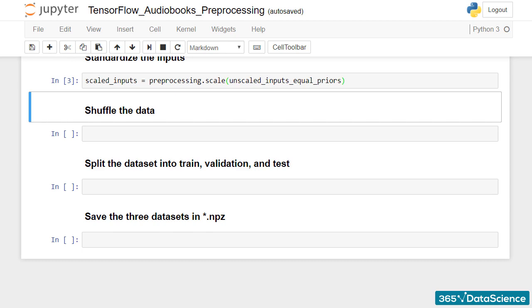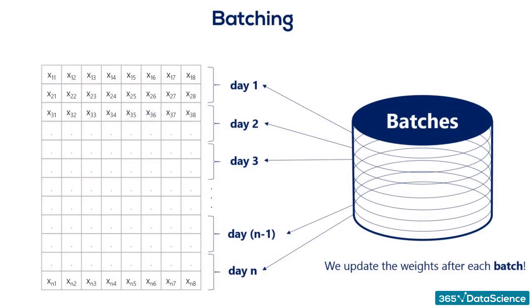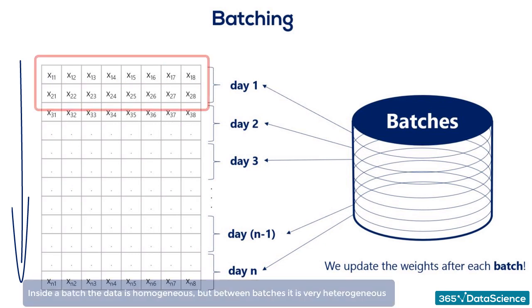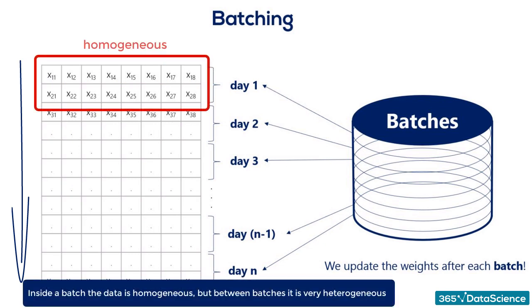Let me provide a counterexample. Imagine the data is ordered, so each batch represents approximately a different day of purchases. Inside the batch, the data is homogeneous, while between batches, it is very heterogeneous due to promotions, day of the week effects, and so on. This will confuse the stochastic gradient descent when we average the loss across batches. Overall, we want them shuffled.